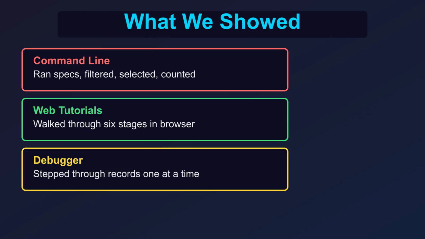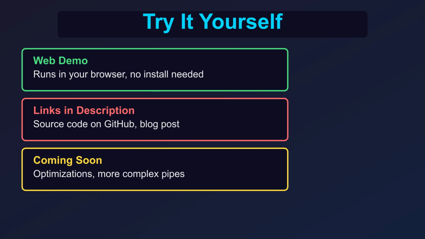So, you have seen 3 ways to use mainframe pipelines in Rust. The command line tool runs pipeline specs against data. The web tutorials walk through each stage, and the interactive debugger lets you step through records 1 at a time. Try it yourself. The web demo runs in your browser. Source code and blog posts are linked in the description.